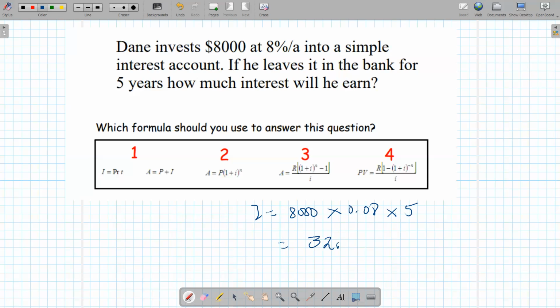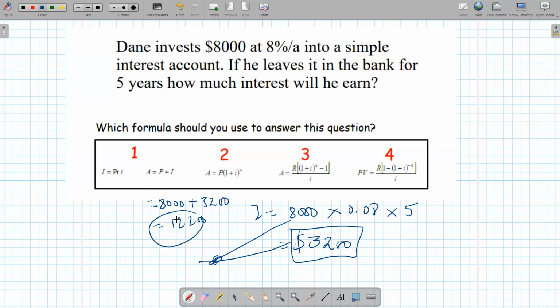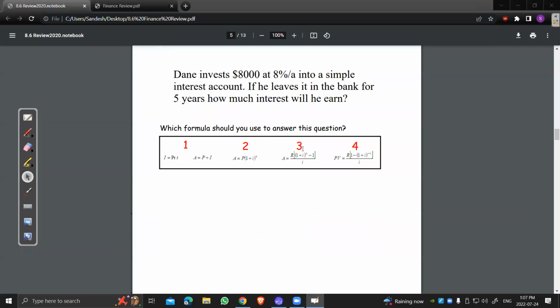You get 3,200, yeah? So this is the interest that he made. And then you can add this with the initial amount using this formula to find the final amount, which they're not asking us. But how much is in the bank after 5 years? So it's going to be 8,000 plus 3,200, which is 11,200, and you're done. Okay. So that was simple interest.